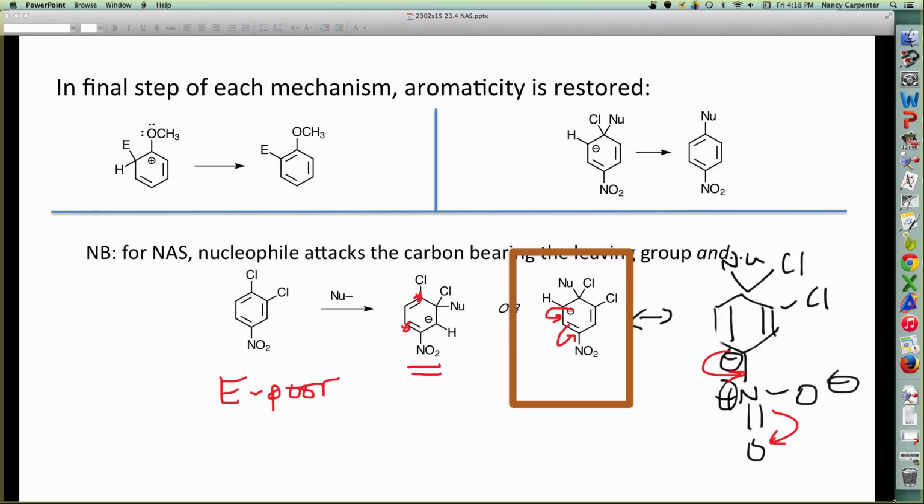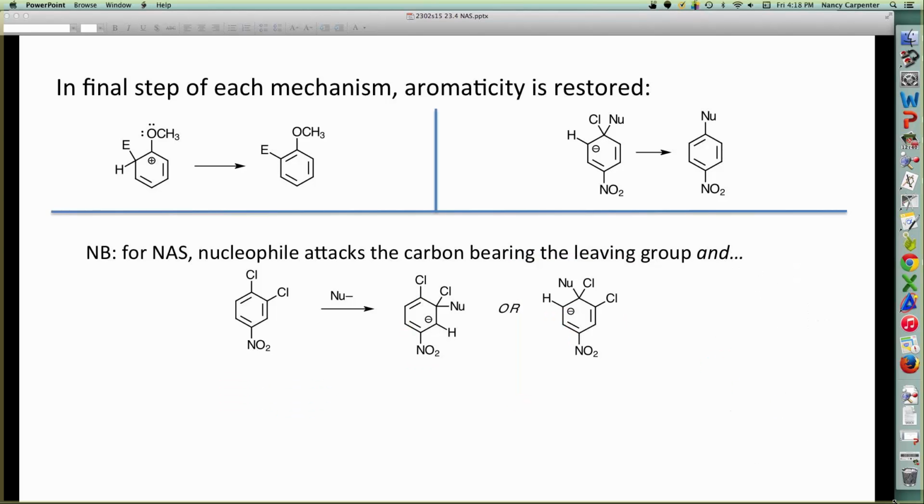So in this particular example, the nucleophile is going to attack the chlorine that is para, not meta, to the nitro group. And ultimately, our product will be substitution specifically right here, because the most stable intermediate is formed.